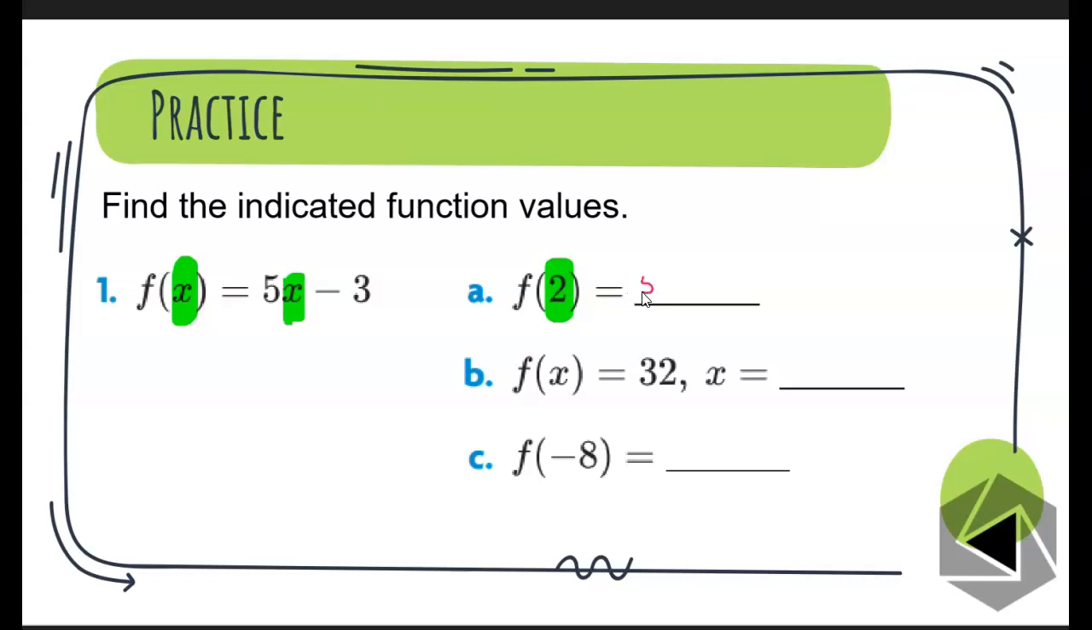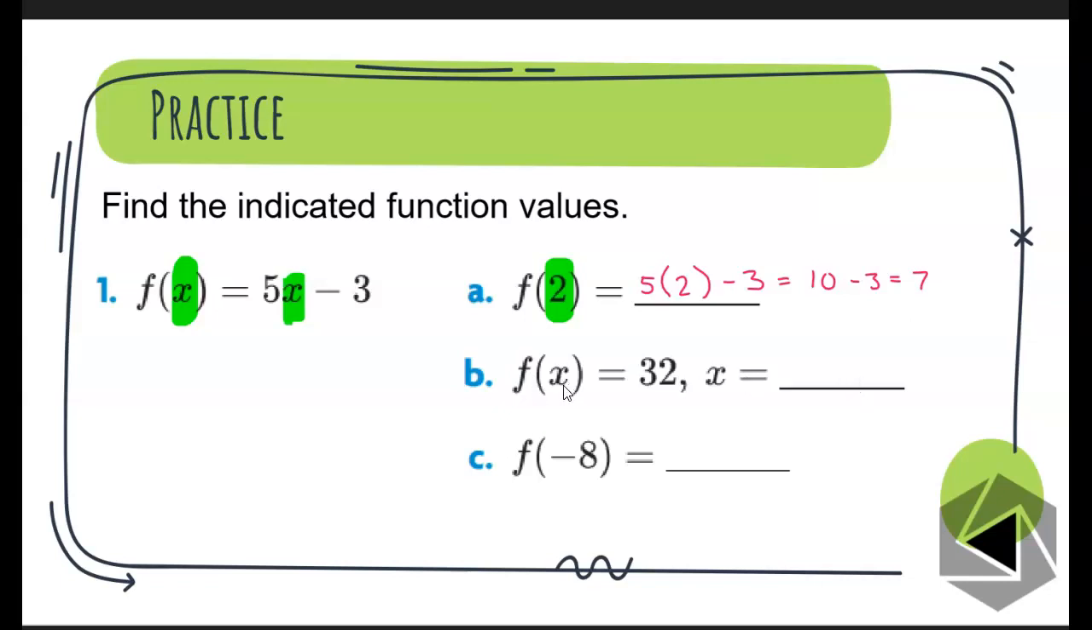So we have 5, and then we have a space for the x, minus 3. So 5x minus 3, and I just put parentheses to make a space there. We're going to replace the x with the 2. We get 5 times 2 minus 3, so that's 5 times 2 is 10, minus 3, which is 7.